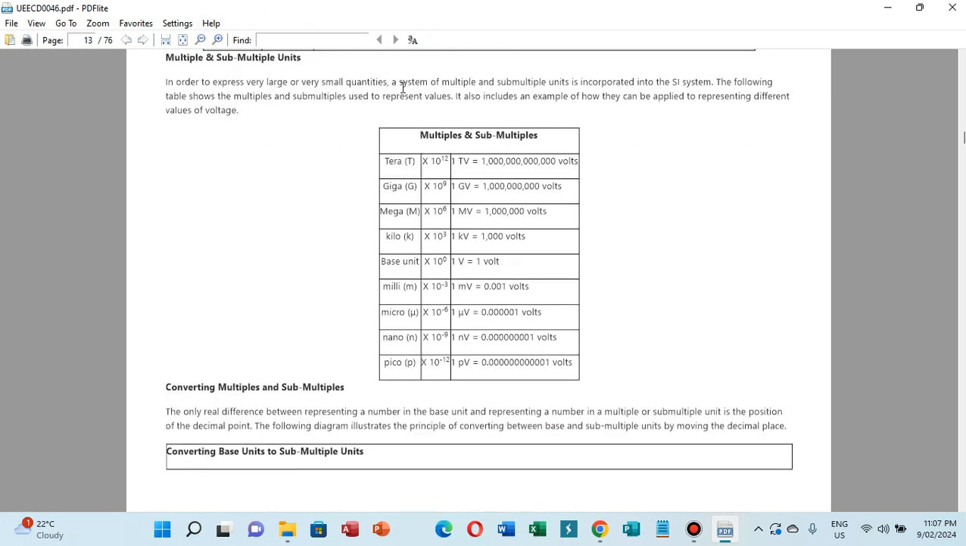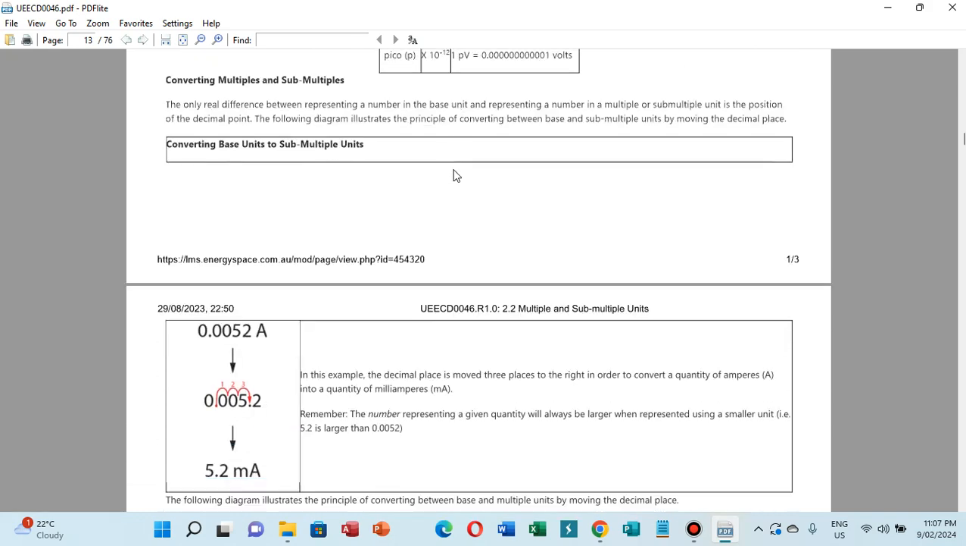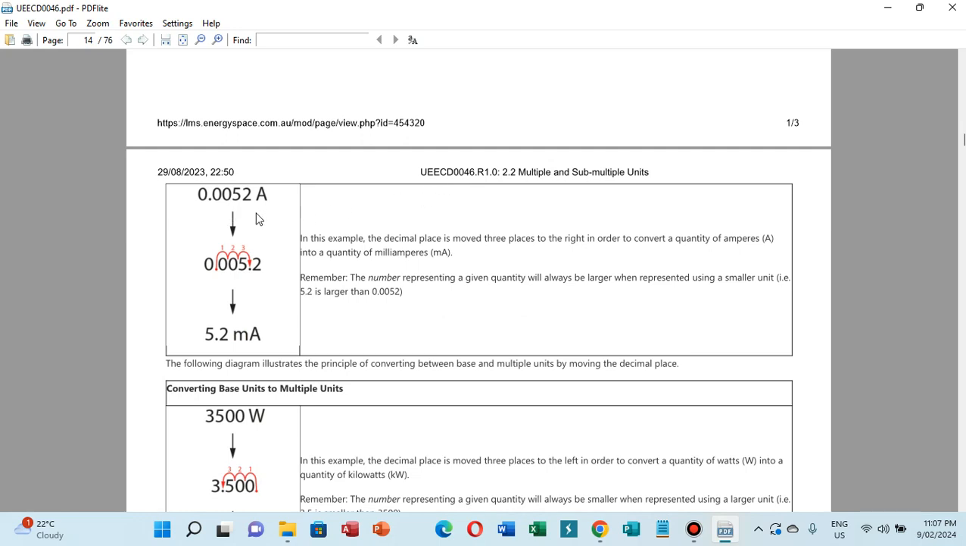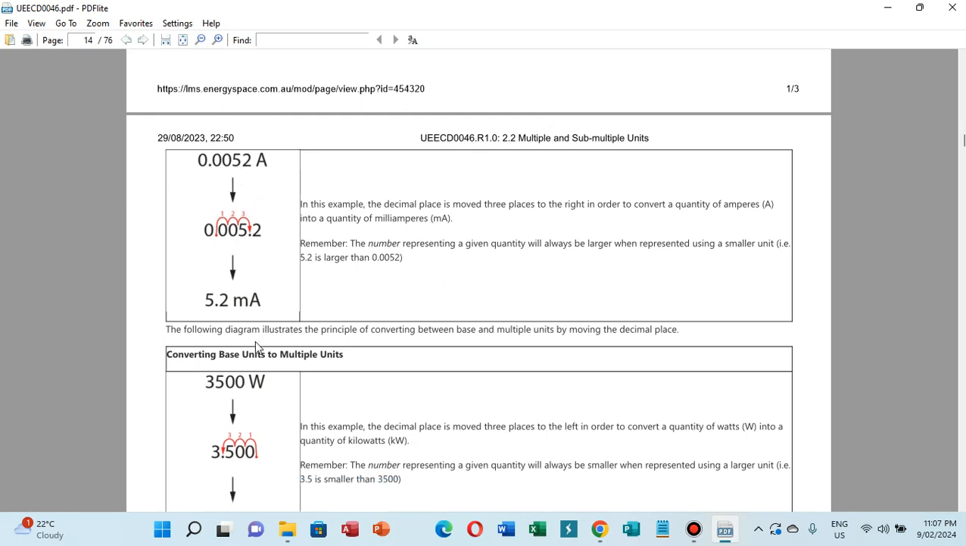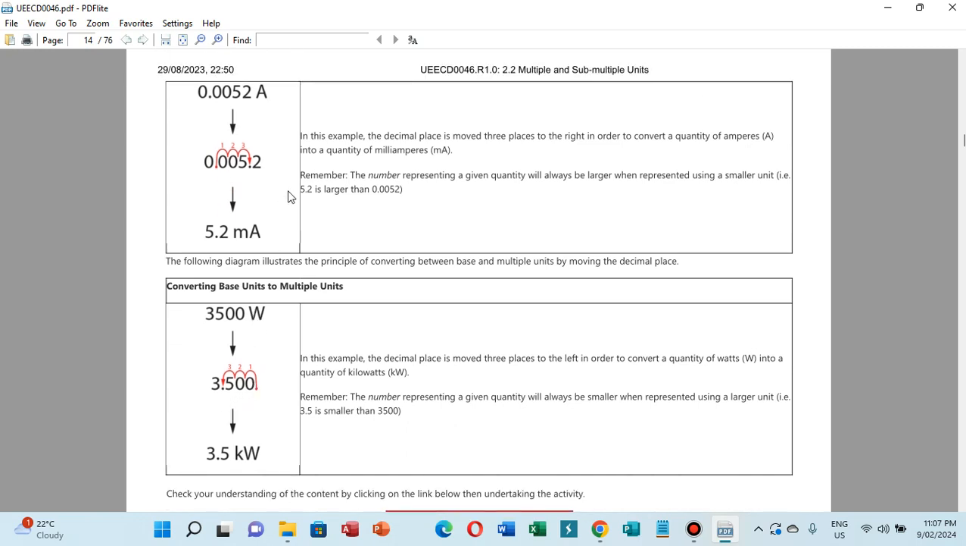Also, this is the unit and the multiplier. The units are here: tera, giga, mega, kilo, and also micro. Those are the units and their conversion to the base 10 system. So this is an example of how to convert to decimal, to milli, or to kilo. You can also see this one.